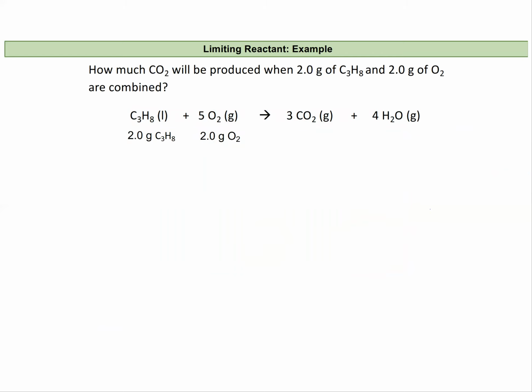So let's walk through an example of this to show how it's done, or how I approach them. So here we're looking at propane forming carbon dioxide and water in a combustion reaction again. And we did a stoichiometry problem like this before. In this case, though, we're given 2 pieces of information rather than 1. We're told that we have 2 grams of propane and we have 2 grams of oxygen that are combined. And we want to know how much CO2 will form. So we're curious about the amount of CO2. And we have information about oxygen and about propane.